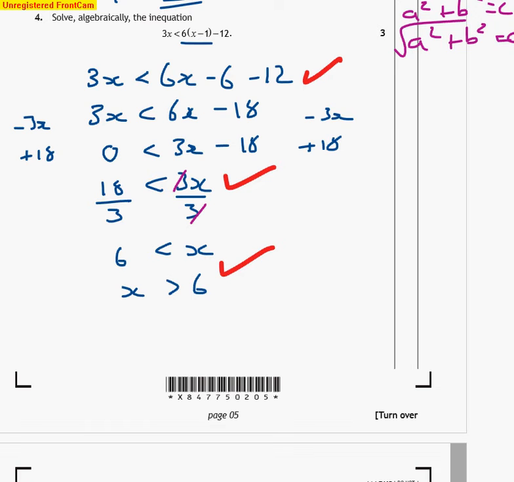Yeah, that's fine. In fact, at this point, what I could have also said was take away 3x to move the 3x over here. So that would have been minus 3x is less than 18. If you've got minuses on both sides, they would just cancel out. So that's just the last thing.